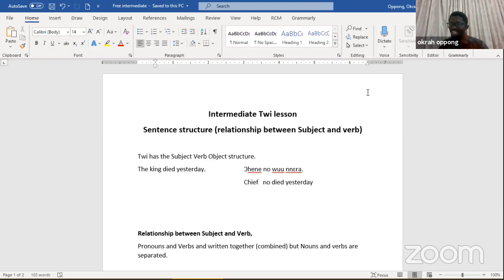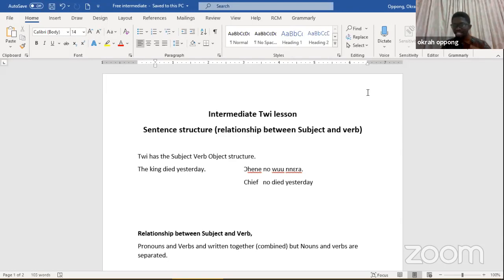So basically in language, I'll be teaching syntax in Twi. The structure of Twi and also how things are done within the structure. In this lesson, as I talk about the sentence structure, I'll also be talking about the relationship between pronouns and verbs, and also the relationship between nouns and verbs in the same structure. And also we talk about whether the structure is the subject or the object.